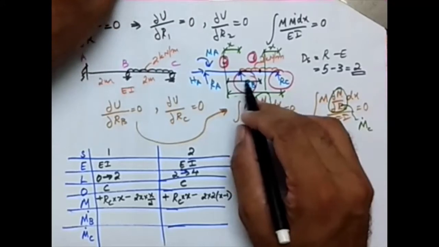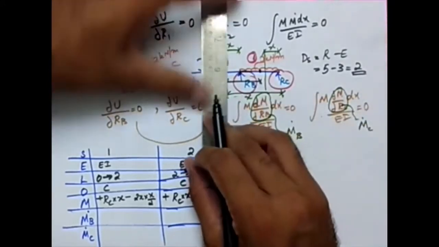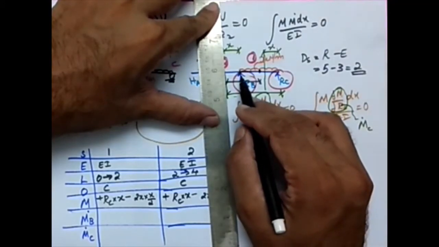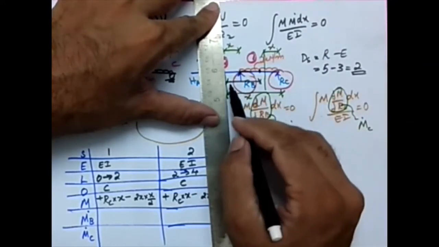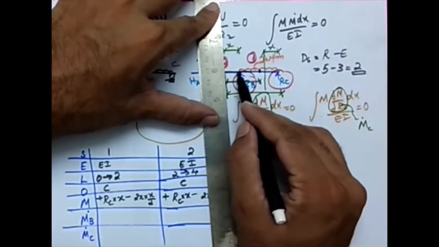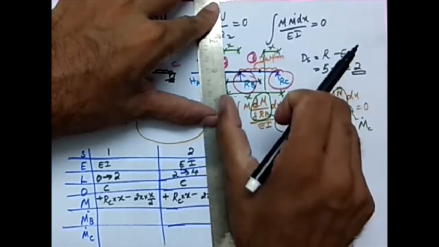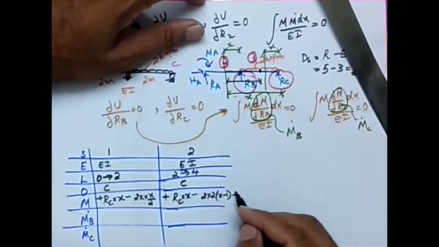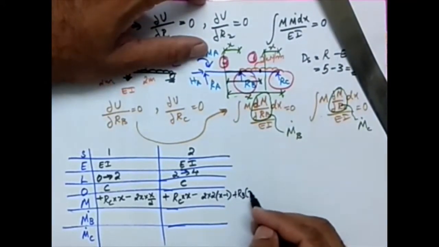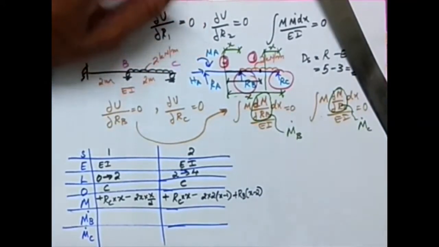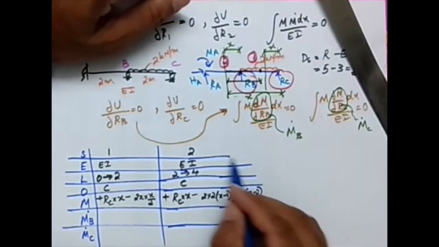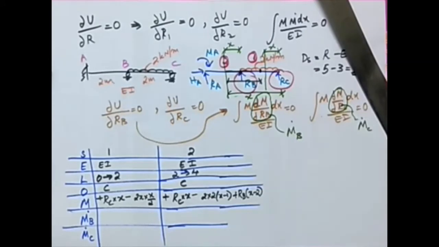Then I have another force. If I'm taking this section, there is another force RB. So what is the effect of RB? RB is the load. The lever arm is this distance. How much is that? x minus 2. So plus RB times (x minus 2). So that's the expression for bending moment for that particular section.